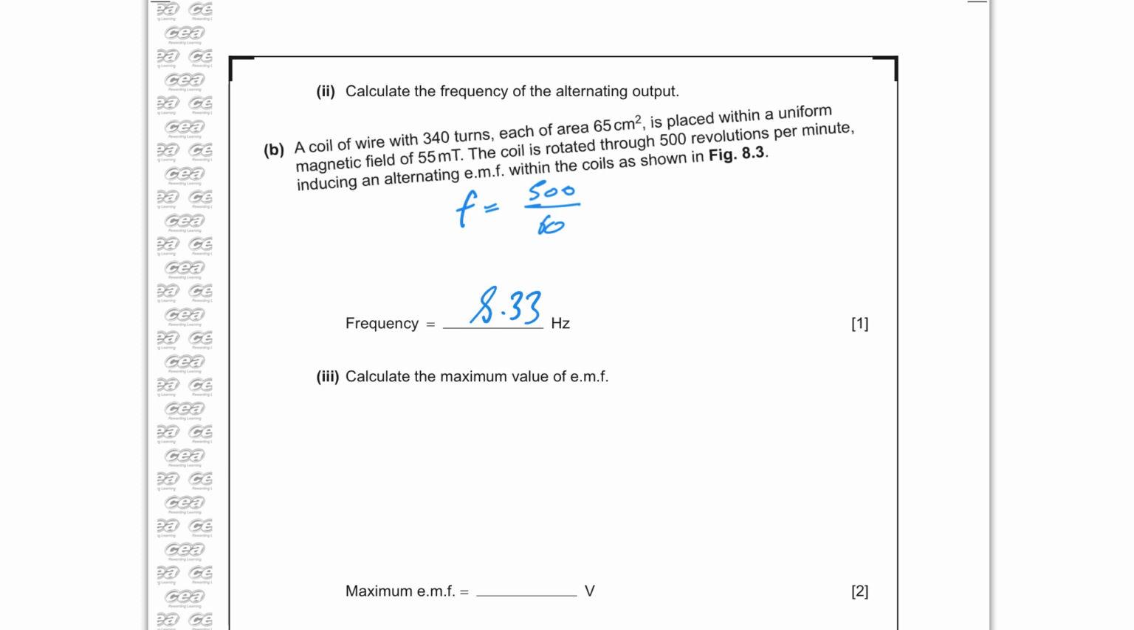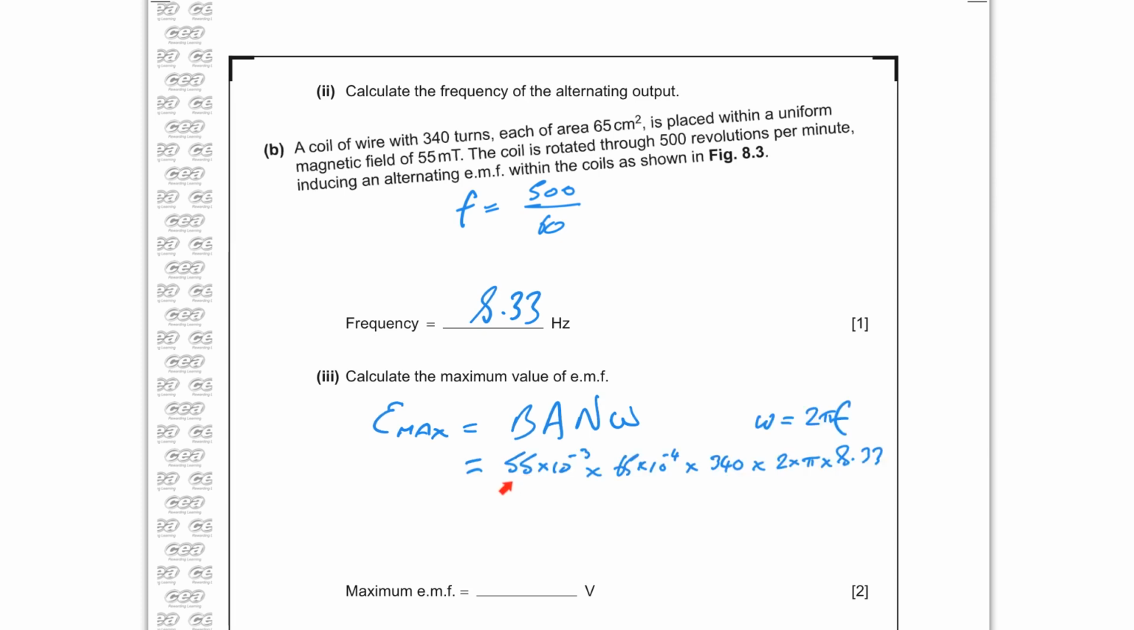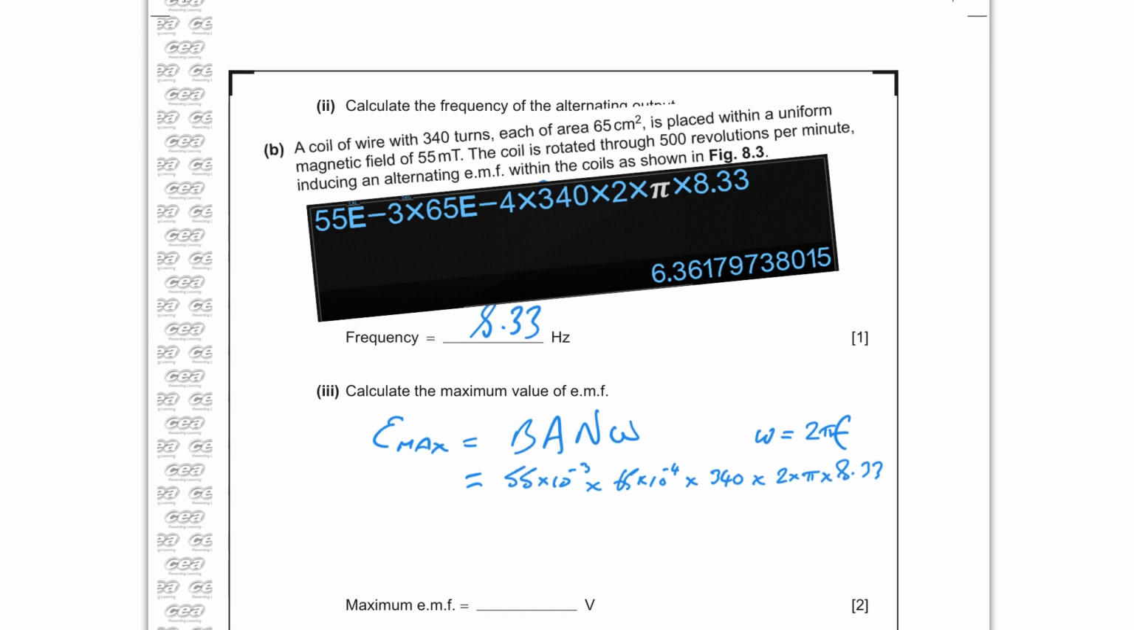Calculate the maximum EMF, and that's straight use of an equation from your notes. So Emax is BAN omega. We've got 55 millitesla, 65 centimeters squared in meters squared. Remember, there's 10,000 centimeters squared in a meter squared, so 65 times 10 to the minus 4. 340 turns, and 2 pi f, because omega can be written as 2 pi f. And that's going to give us our EMF max, and that comes to 6.36 of a volt.